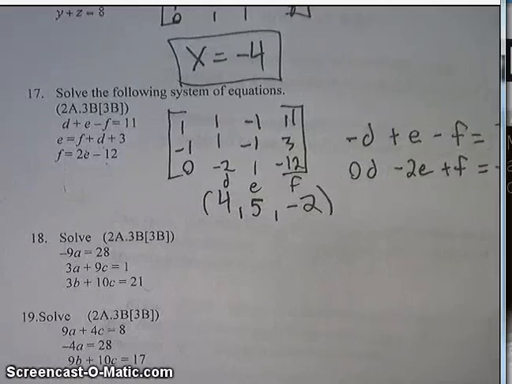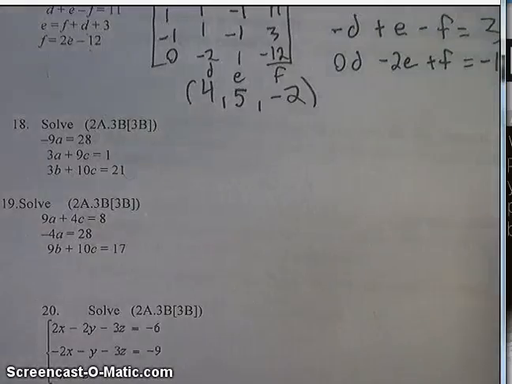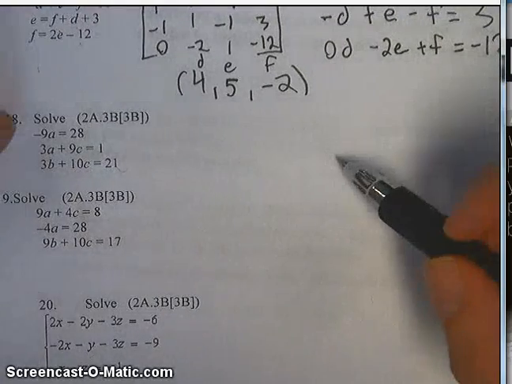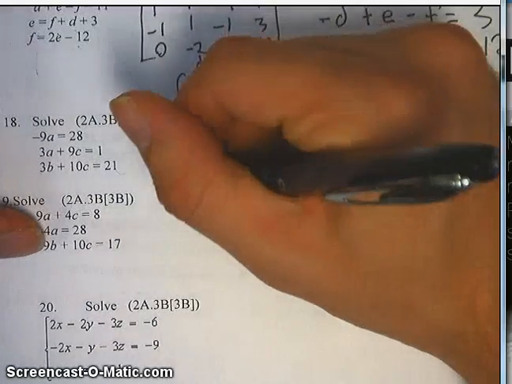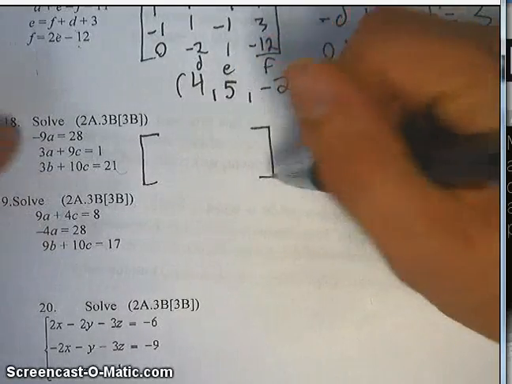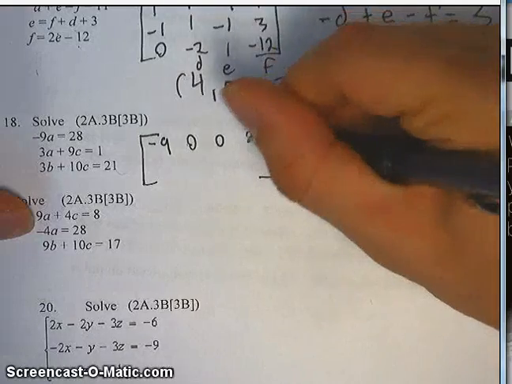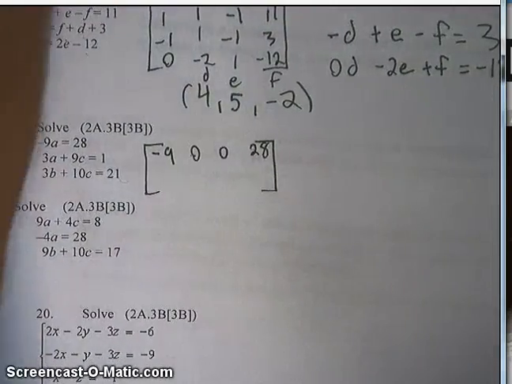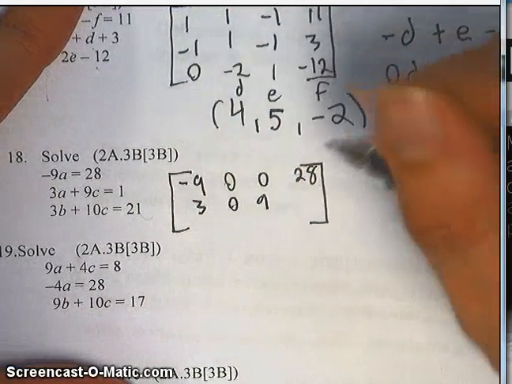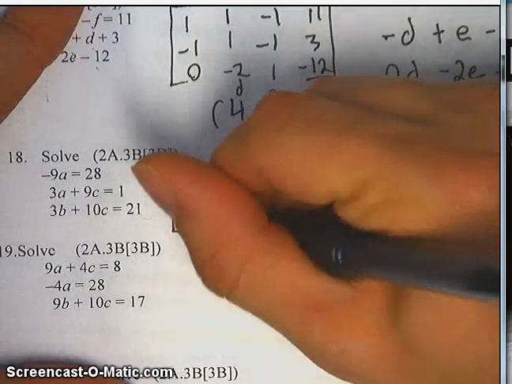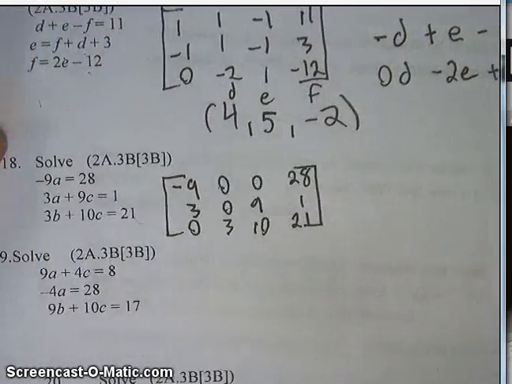So, number 18. Solve! Again, doing a lot of solving. Negative 9a equals 28. 3a plus 9c equals 1. 3b plus 10c is 21. So we can do this in a matrix again. This one has a negative 9 in front of the a. It's got no b's, no c's, and it's got a 28 after the equal sign. This one's got a 3 in front of the a, no b's, a 9 in front of the c, and a 1. This one's got no a's, 3 b's, 10 c's, and 21 after the equal sign.